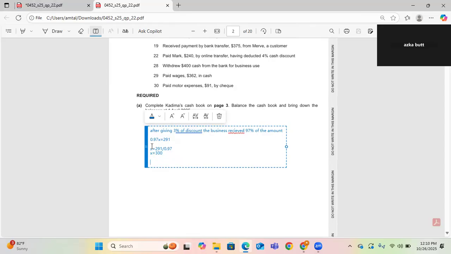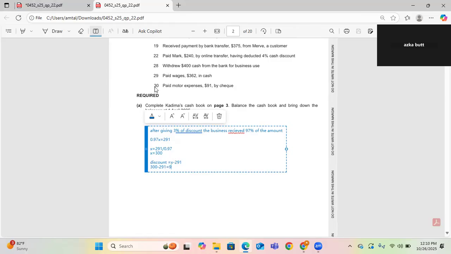So if you want to find out the discount, it is X, our original amount, minus 291, which we have received. The original amount was 300, we just found it out. So if you deduct 291 from the 300, the total amount of the discount is $9.